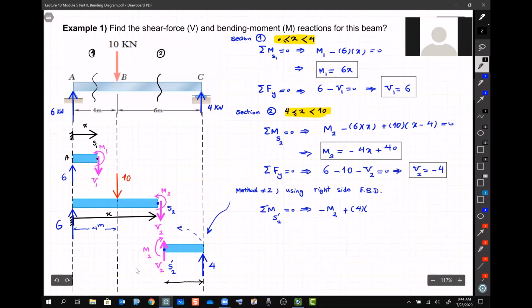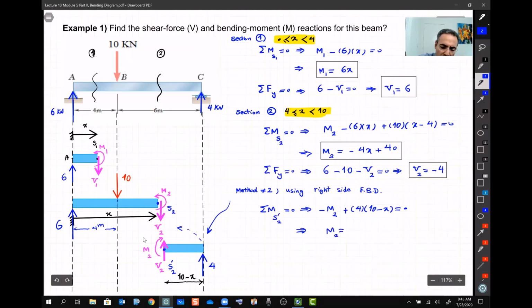10 minus x. Exactly. Thanks, Sajida. So the whole thing is 10, from the beginning to here is x, so this distance has to be 10 minus x. So 10 minus x equals 0. And simply we find M2 equals minus 4x plus 40. So you realize that we got the same equation that we got previously, all right?